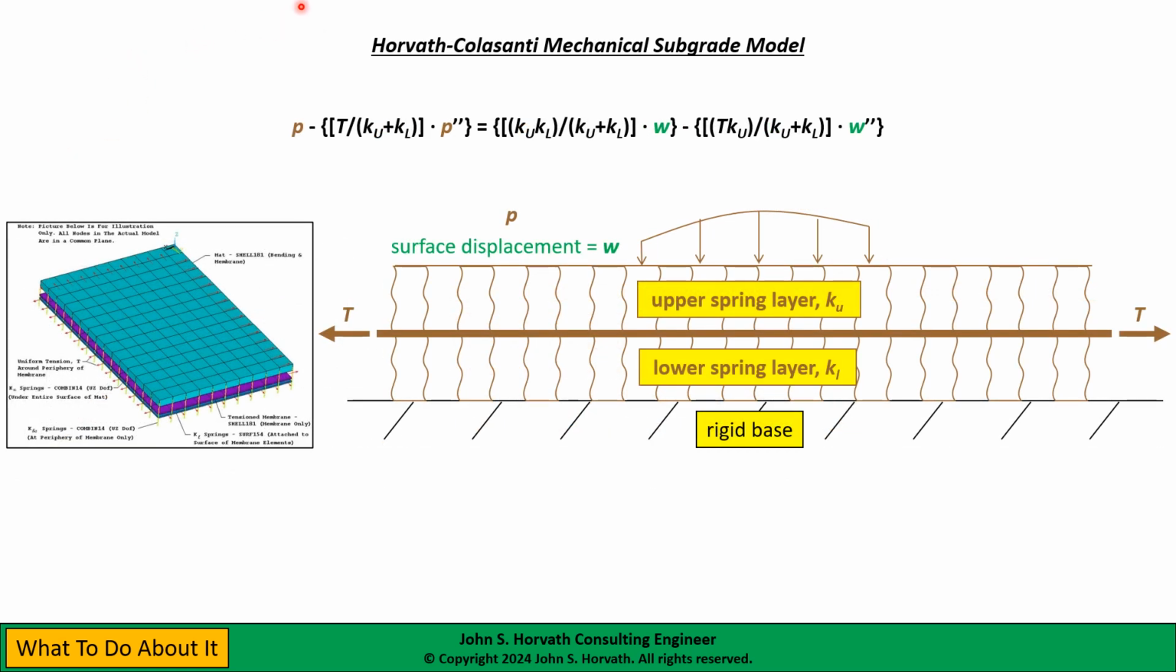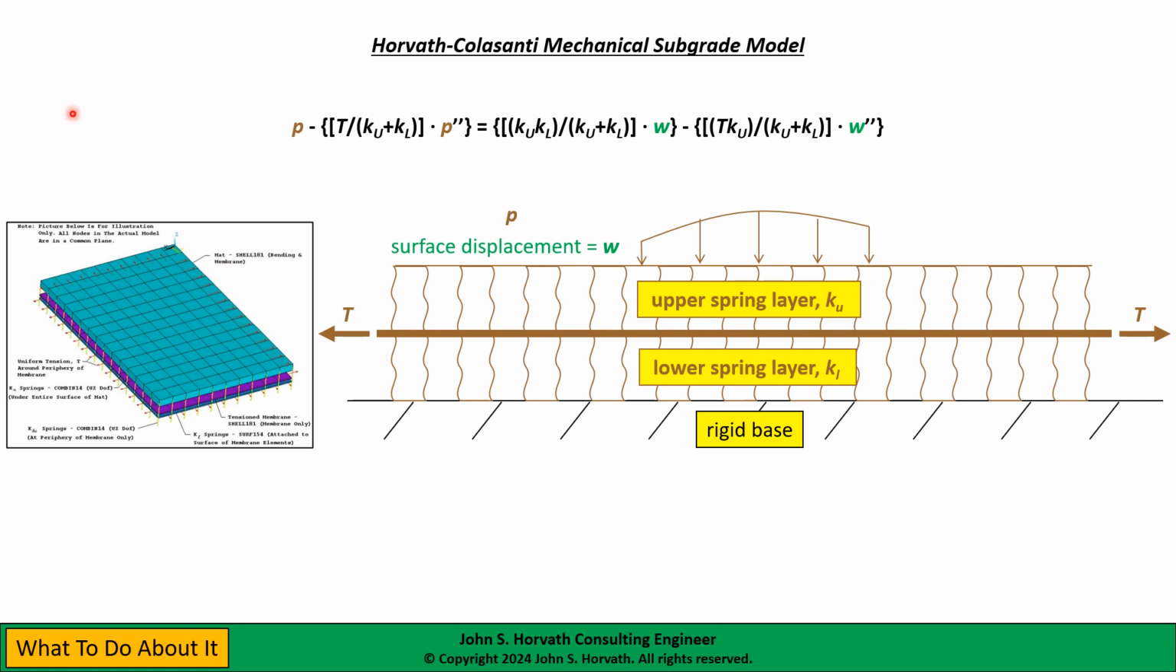And if we look at the Horvath-Colasanti mechanical subgrade model, here's the differential equation. It's basically two layers of springs sandwiching a tension membrane, and it's this tension membrane that is providing the necessary shear coupling. This model is very easy to implement in structural analysis software. I've co-authored some papers with Mr. Colasanti that we've published in ASCE journals. I also talk about it in my 2020 monograph. This is very, very easy to implement in whatever structural analysis software you use.